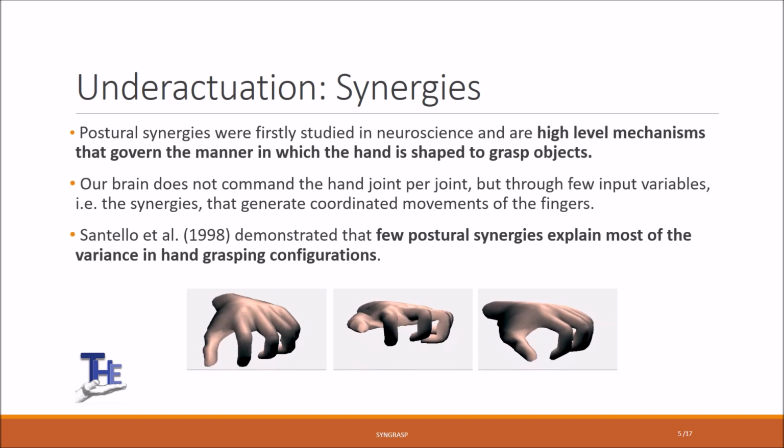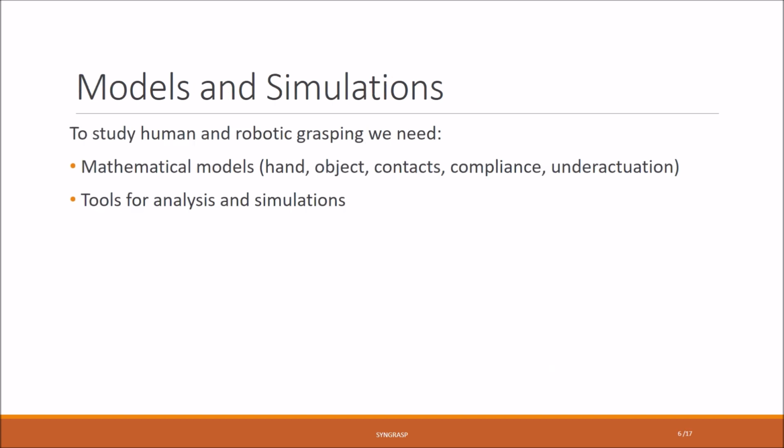The purpose of the THE project was exactly transferring this concept of synergies to robotic hands, and what was born was the Pisa/IIT soft hand that embeds the first synergy that was studied in humans and has one motor and 19 degrees of freedom. What we have seen so far is that robotics research, and in particular the design of robotic hands, is concentrating on devices that are highly compliant and under-actuated. What is needed now is to have mathematical models of these hands and to simulate them.